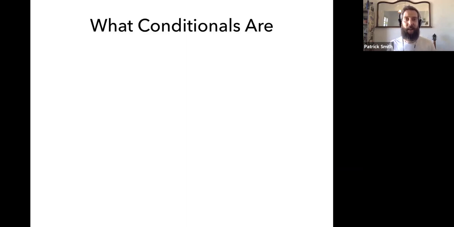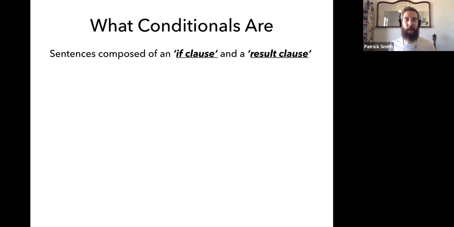Great, so let's begin. So first of all, we need to define what conditionals are. So what are we talking about when we're talking about conditionals? Conditional sentences are sentences composed of two clauses. Now we've spoken about clauses before. Clauses are sort of units of language that contain, as a minimum, a subject and a verb. All right, and that makes it a clause.